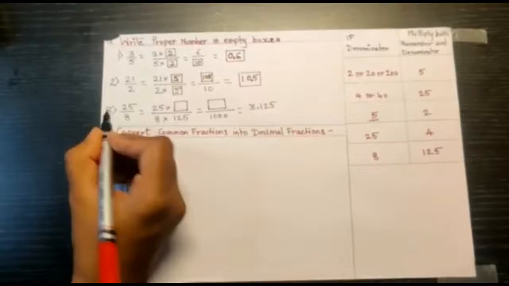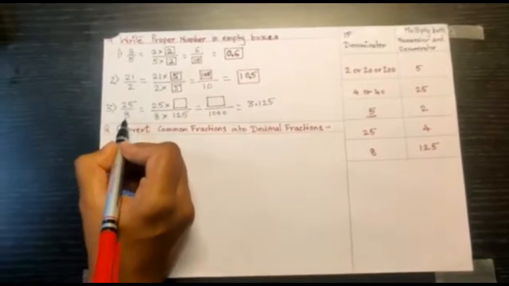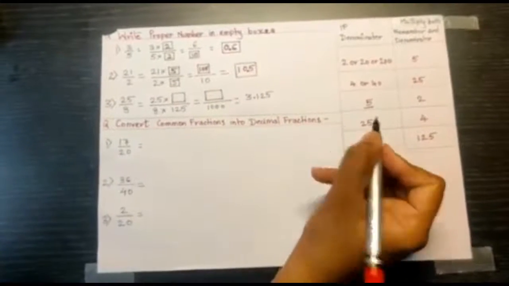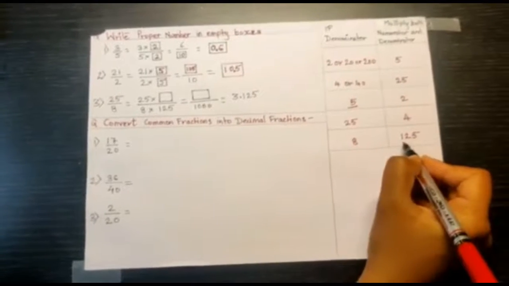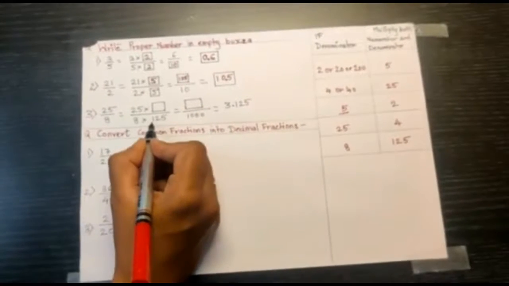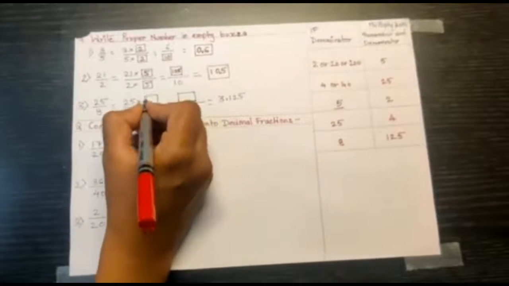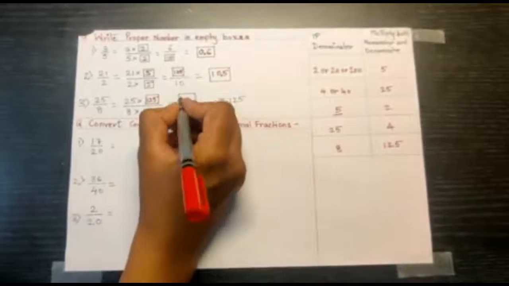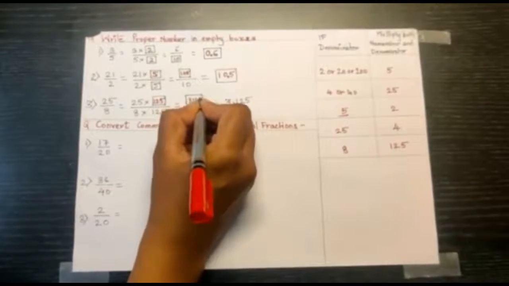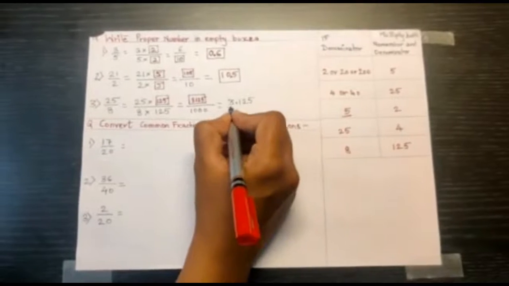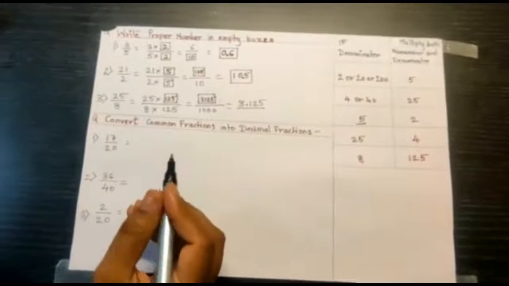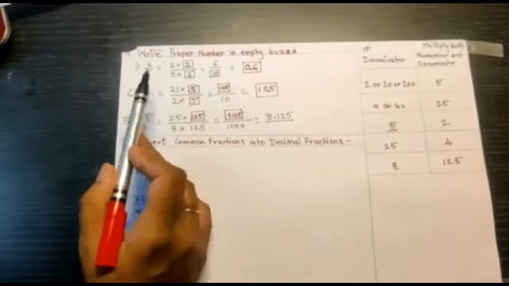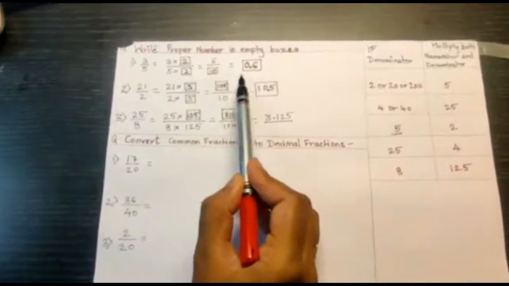Now the third question. 25 divided by 8. The number comes as 125, so we have to multiply by 125, correct? So here also we will write 125. The answer is given here. It is 3125. They have already mentioned the point. Hence children, in the first question, they have shown you how to solve it.